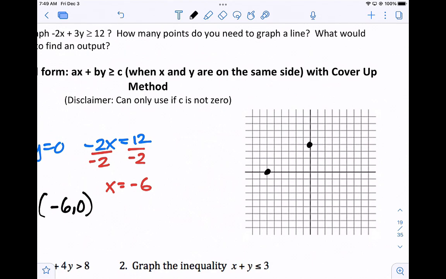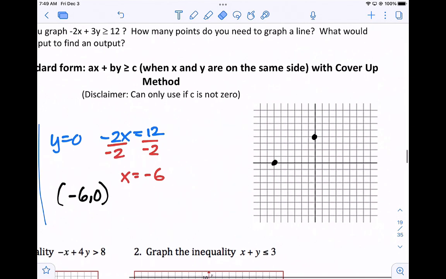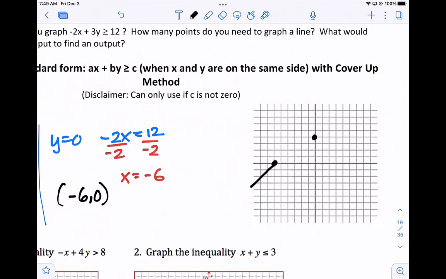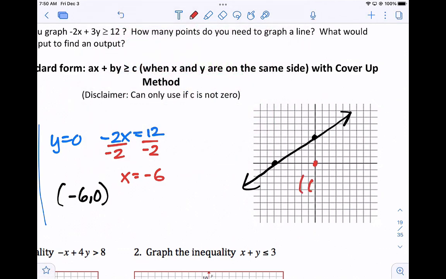Is it solid or dashed? You look at the inequality. Here it is equal to the line, so we can have a solid line right here. And then you pick a point, test, and shade. My line's not very straight. And again, an easy point to test is 0, 0. So we want to see, is this true? If it's true, we'll shade that side of the line. And if it's false, you shade the other side of the line.